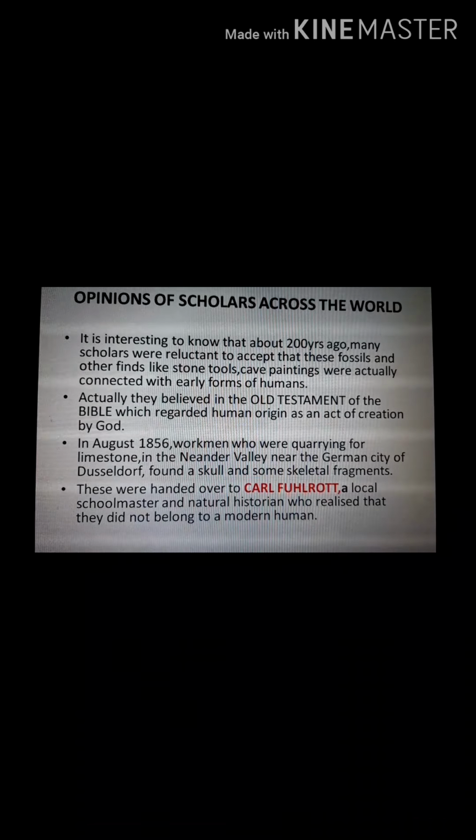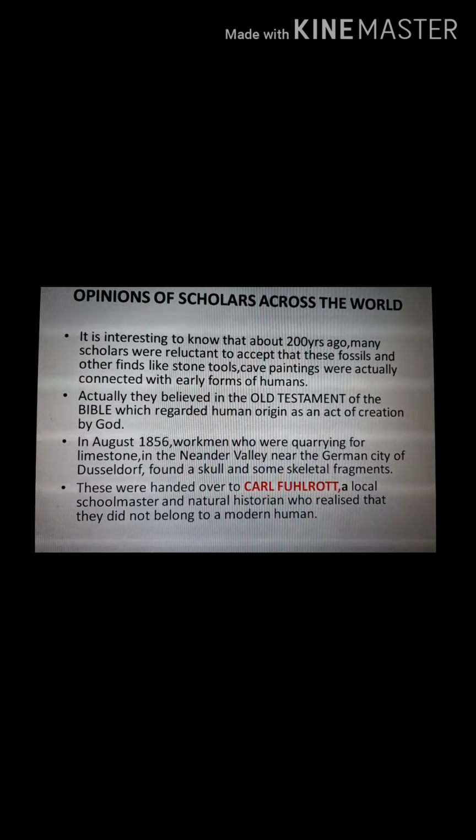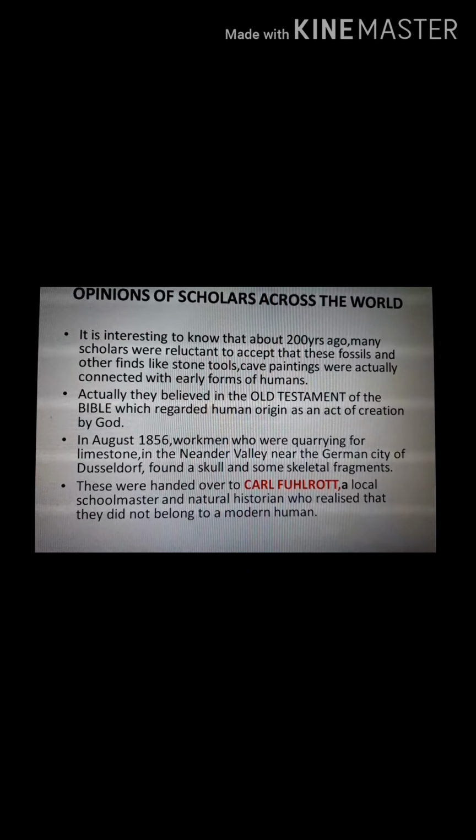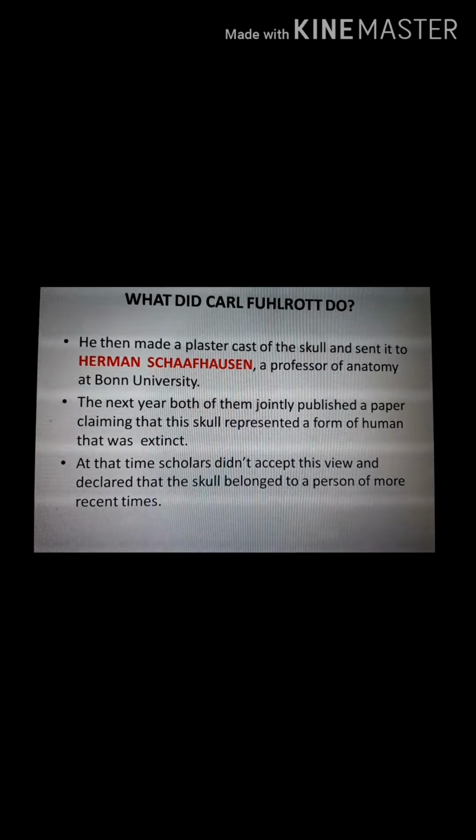In August 1856, workmen who were quarrying for limestone in the Neander Valley near the German city of Dusseldorf found a skull and some skeletal fragments. These were handed over to Karl Fuhlrott, who was a local schoolmaster and a natural historian, who realized that they did not belong to a modern human. Now, what did Karl Fuhlrott do?